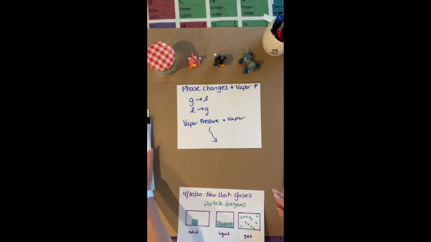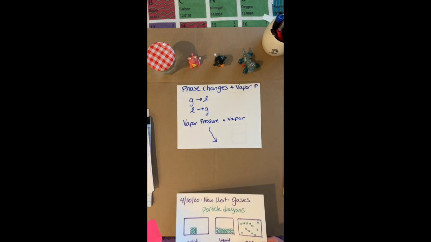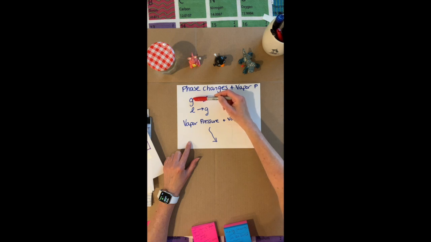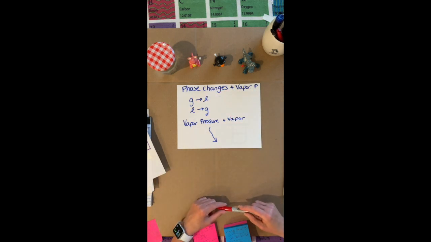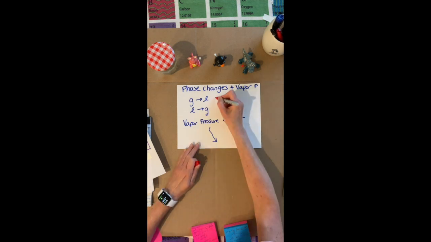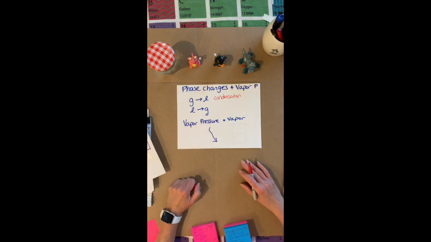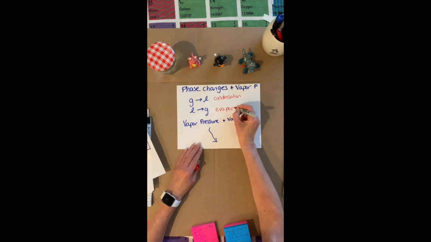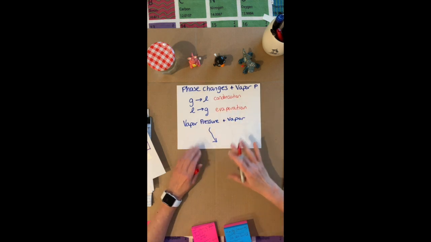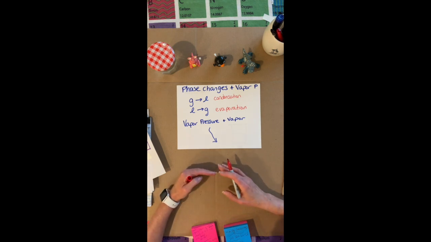Looking ahead here, let's talk a little bit about phase changes associated with gases. As you can recall, when a gas turns into a liquid, what do we call that? Condensation, thank you. When a liquid changes its phase into a gas, what do we call that? We call that evaporation. Evaporation is always happening, but it could happen at any temperature.